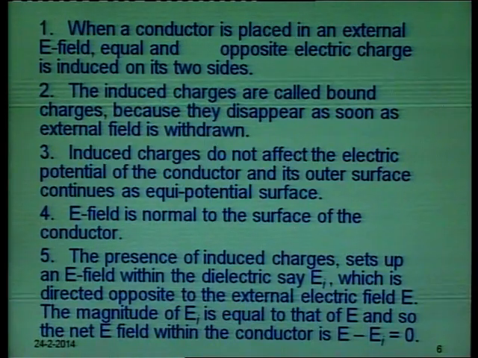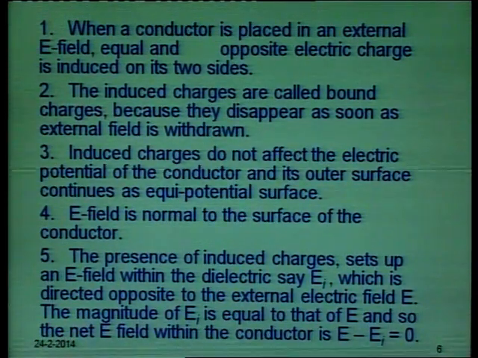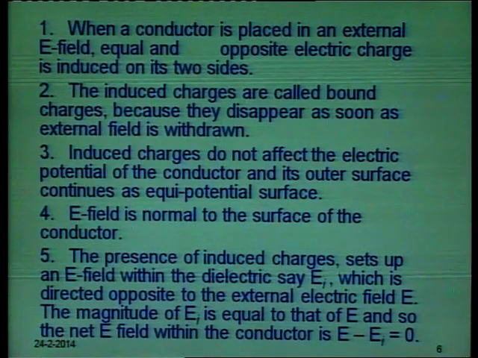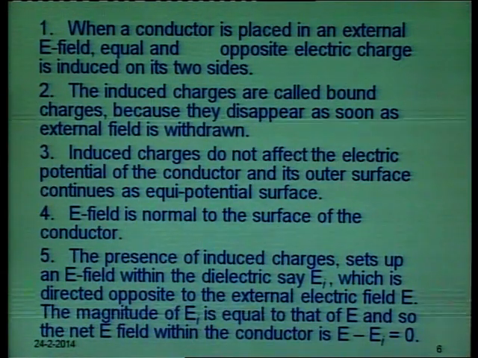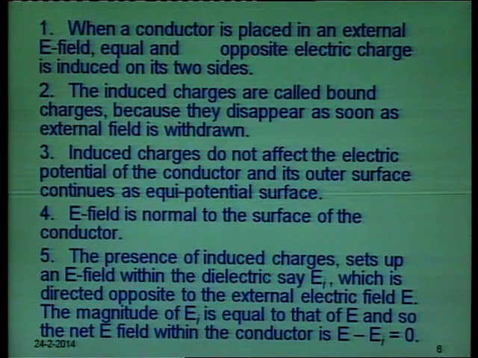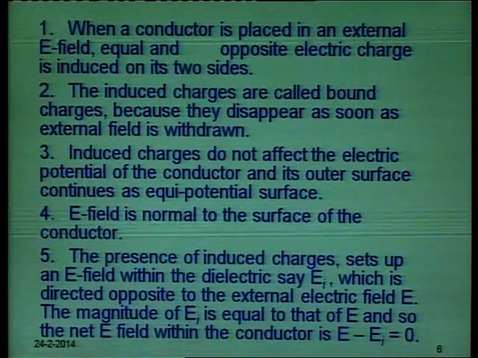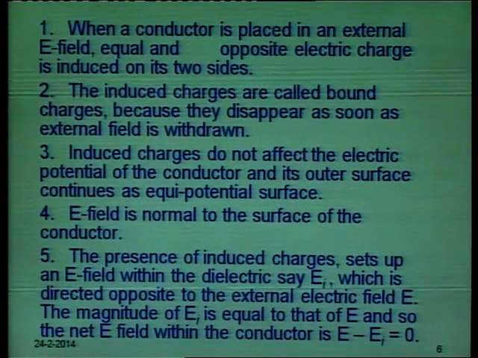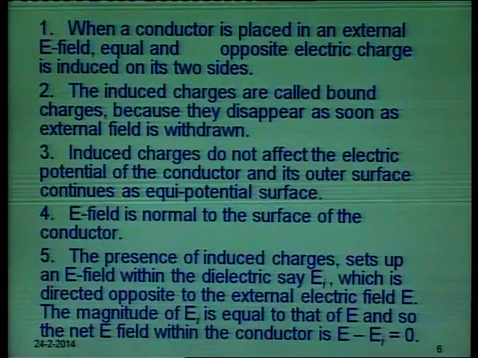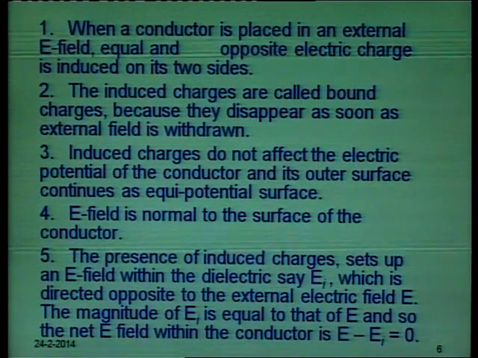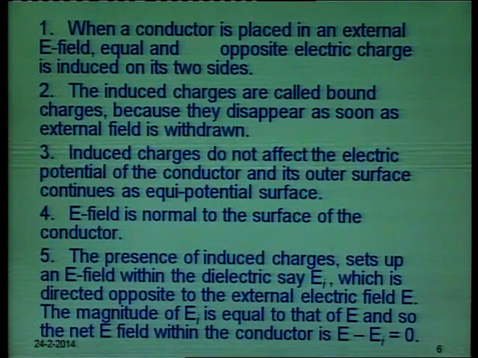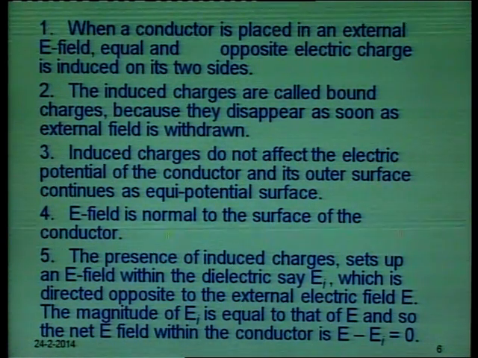Induced charges do not affect the electric potential of the conductor, and its outer surface continues as an equipotential surface. Remember that electric field is always normal to the surface of the conductor. Now, what do these induced charges do? What is the effect of these charges? Basically, the presence of these induced charges sets up an electric field within the dielectric, say EI, which is directed opposite to the external electric field. Magnitude of electric field due to induced charges is equal to that of the external electric field, and so net electric field within the conductor is 0.